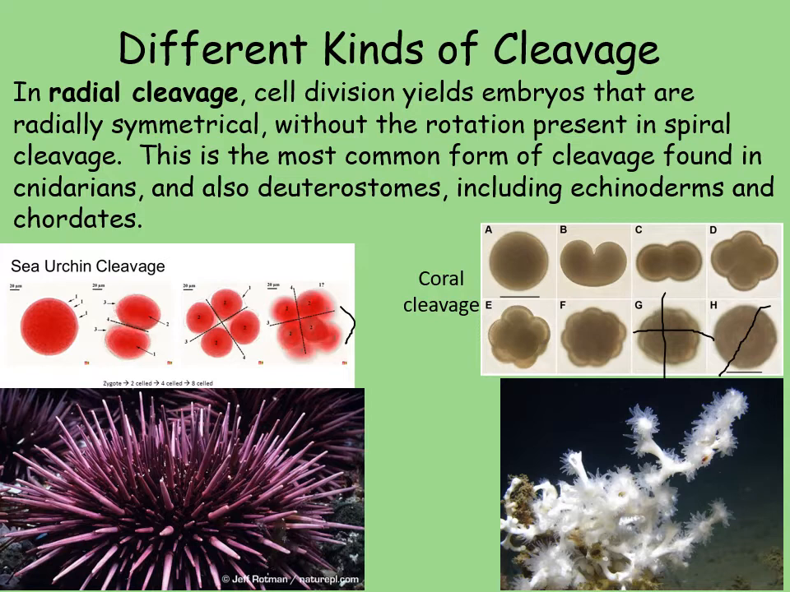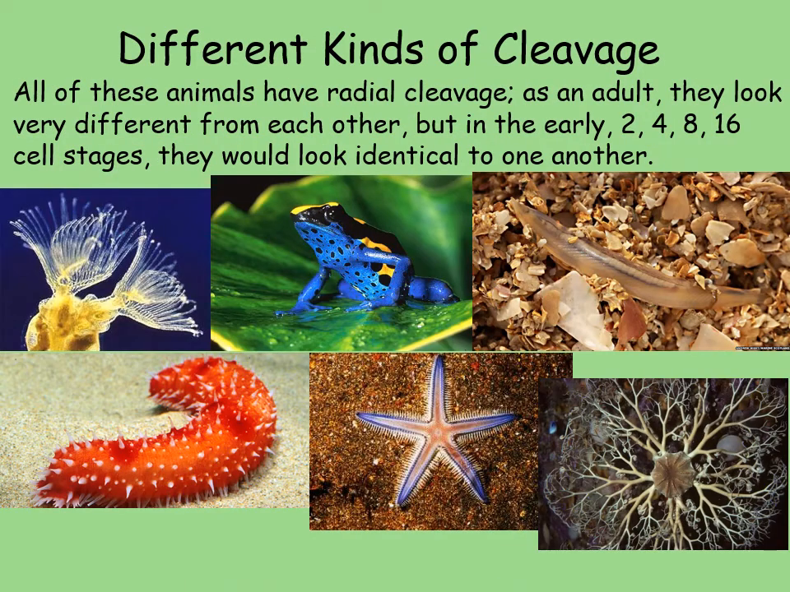So this is the most common form of cleavage found in many different groups of animals. So cnidarians and also deuterostomes in general, including echinoderms and chordates. So all of these animals shown here would have radial cleavage. As an adult, they look very different from each other. There's not a lot of traits that would unify cnidarians from chordates and echinoderms. But in these early cell stages, going from 2 to 16 to 32 cell stages, they would look identical to one another. They would follow the same pattern.